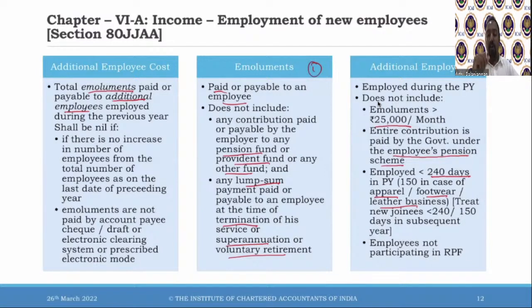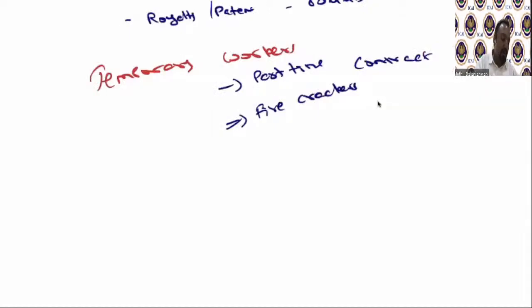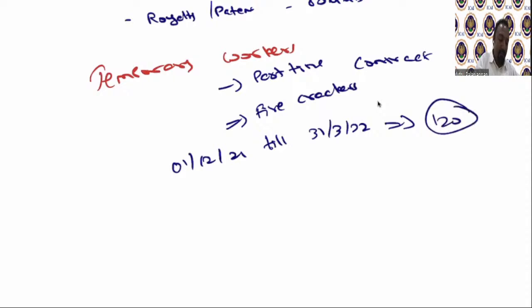And when we're talking about these new employees, we said 240 days, right? What if we recruit a person on 1st December 21? So till 31/3/22, the total number of days will be what? Only 4 months, right? So 3 plus 4, let's assume 120 days. So it is less than 240, correct? So can we say this employee is not eligible?